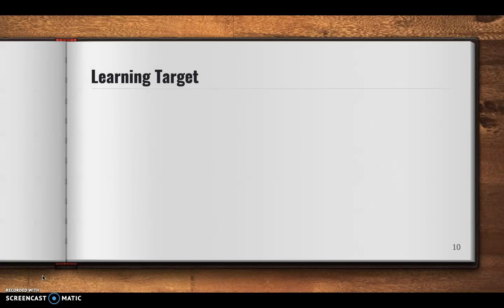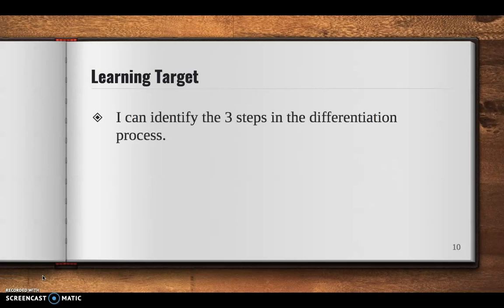We had one learning target in this presentation. I can identify the 3 steps in the differentiation process. Differentiation is not just grouping students based on ability, but rather an ongoing process with 3 steps: pre-assessments, instructional grouping, and post-assessments. Each of these steps need equal attention, allowing for intentional skill-based instruction for each group of students.